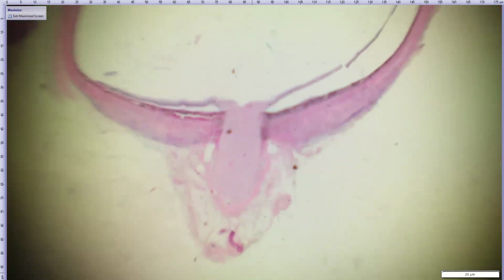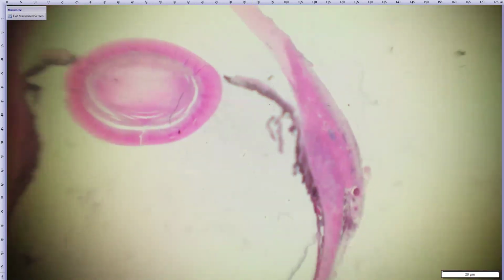Focusing's hard. There we go. All right, so same deal. Optic nerve on the bottom. We have our anterior segment up top. Oh my gosh. All right.